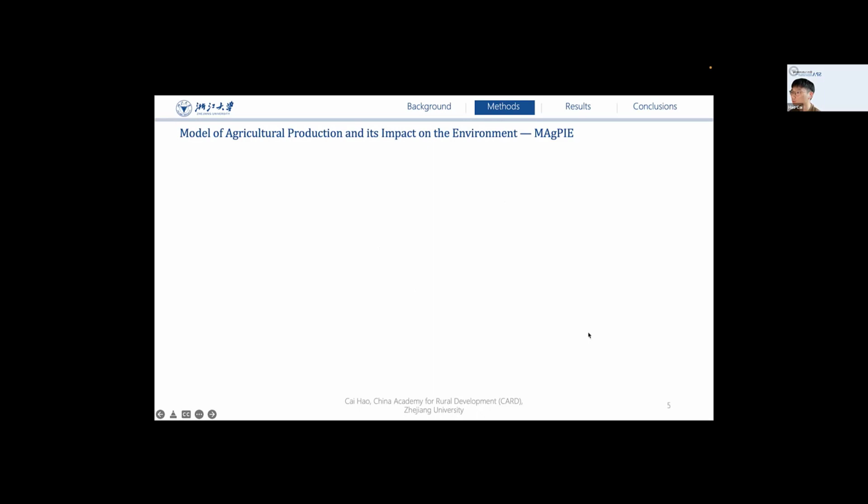So let me introduce the model, Agricultural Production and its Impact on the Environment, MACPI. MACPI is a global partial equilibrium model of the land use sector that operates in a recursive dynamic mode, using socioeconomic drivers from Shared Socioeconomic Pathways (SSPs), biophysical information from the LPJmL model, and endogenous and exogenous food demand. MACPI can dynamically simulate production, consumption, and resources and environmental flows in the global food sector.